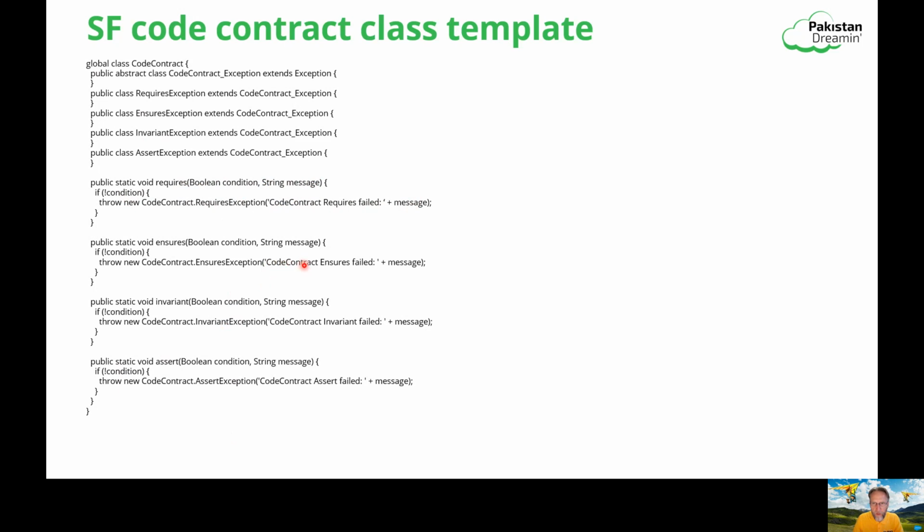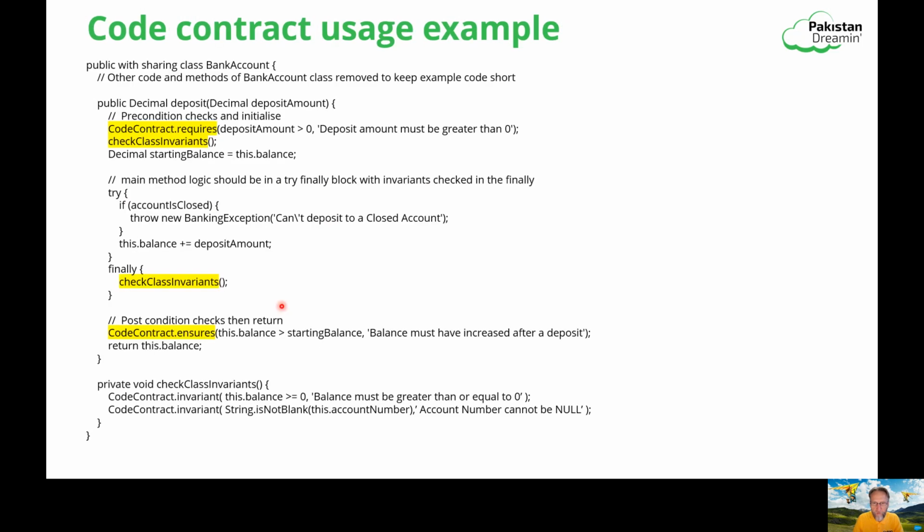So we can have a look at how we actually use that now. And this kind of brings together all the elements we've been talking about. So this is again a bank account class. I've omitted most of the code here. All the other methods and so on aren't shown here, just the deposit method and a private method to check the class invariants. So let's have a look at first at this check class invariants method.